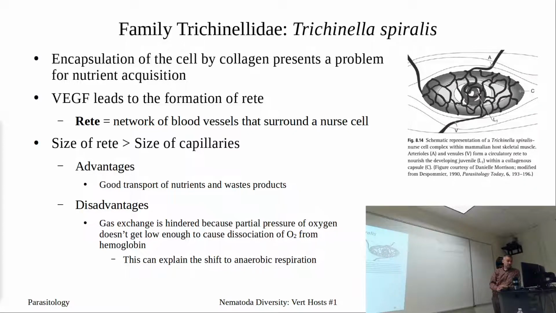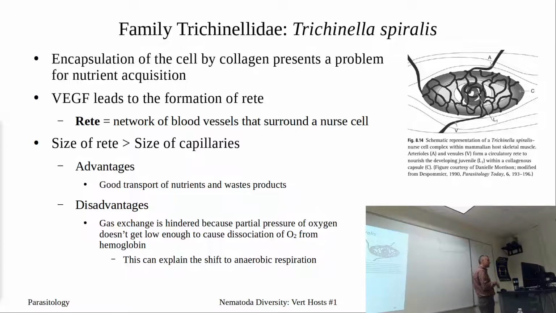All right, so what about these RETE? The size of these blood vessels is actually larger than the size of capillaries. Our body has capillary beds. We've got capillaries in the lungs. We're going to talk about those. But the size of these things is larger than the capillaries, and there are benefits and disadvantages to this. The benefit is that because they're so large and able to move blood, you can have very good transport of nutrients and waste products. So nutrients into the cells, taking waste away from the cell. You can get very good transport of movement.